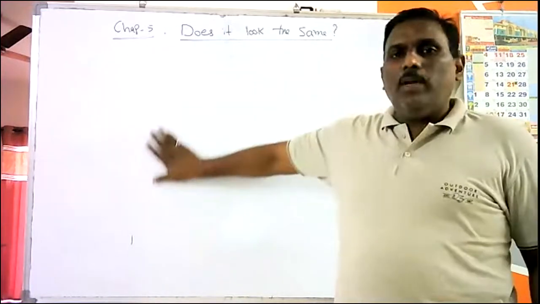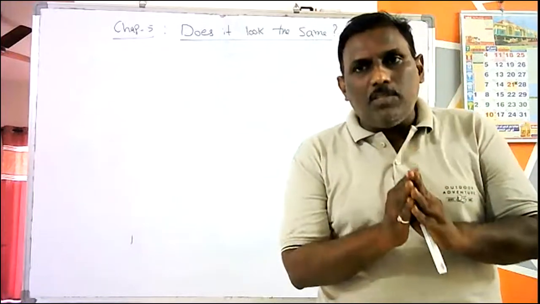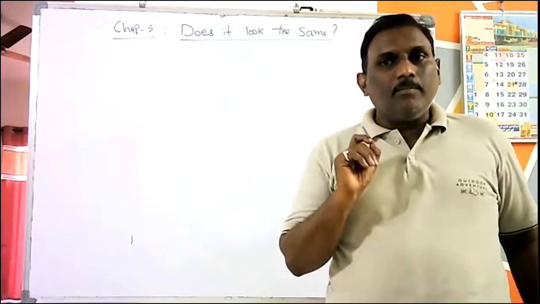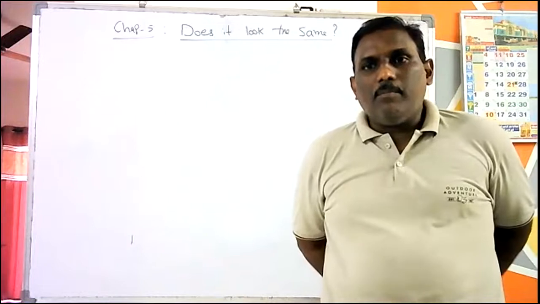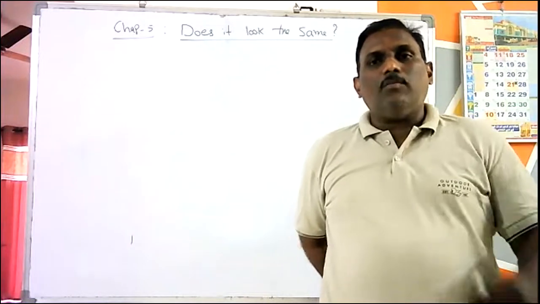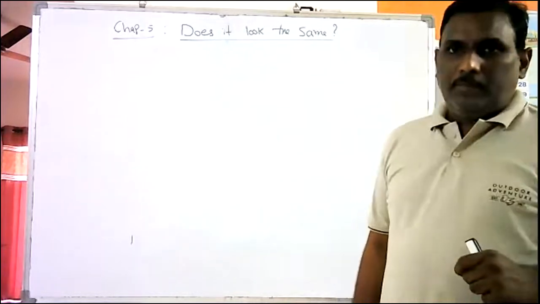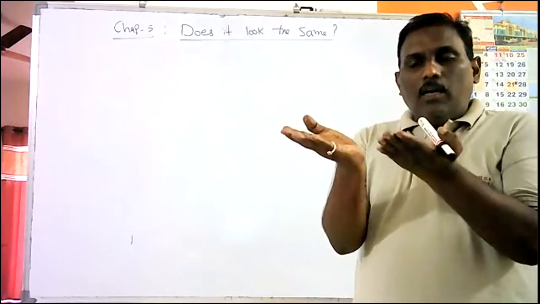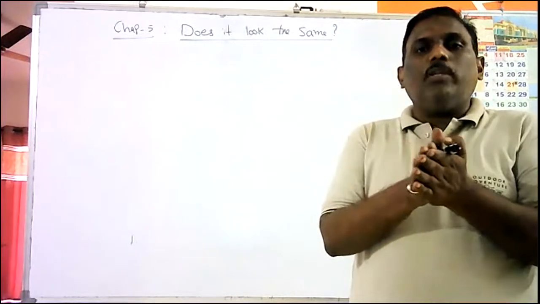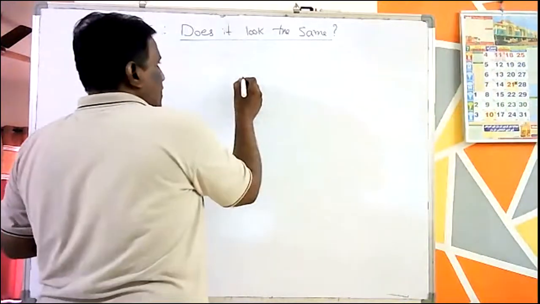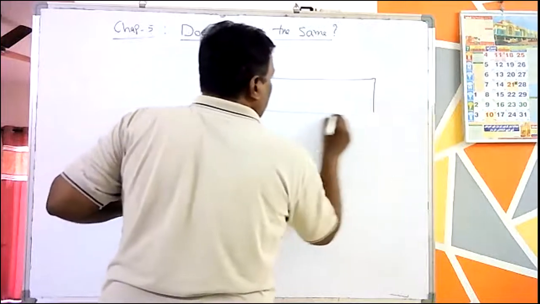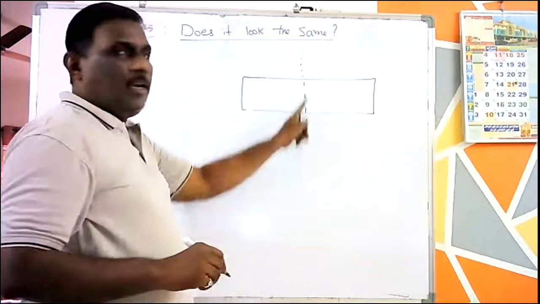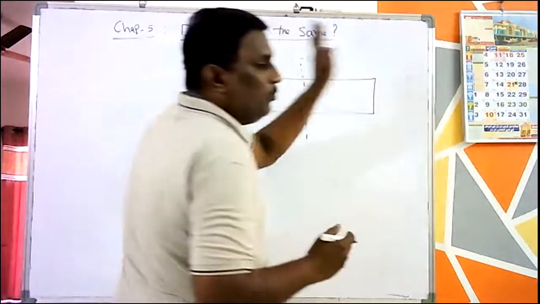Chapter 5 is very easy because 80% of this chapter we already did in class 4. Do you remember the word called symmetry? Yes, sir. In class 4 we discussed this word, symmetry. A symmetric line is a line through which the diagram or the graph can be folded so that both the parts overlap. For example, this is a rectangle. In between, if you draw a symmetric line and fold along it, both the parts overlap.